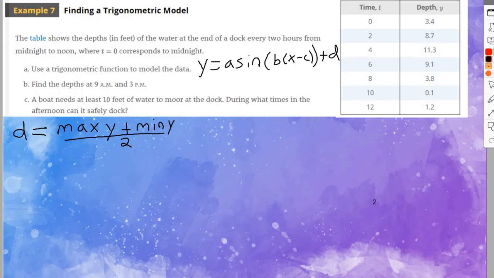The difference about this one is that instead of looking at a graph, I'm looking at a table. However, those values are still fairly easy to find. So again, maxes, I'm looking at my y's. So what's my maximum y value here? 11.3. What's my minimum y value? 0.1. We're okay with how I picked those two values. I'm just looking for the maxes in the middle.